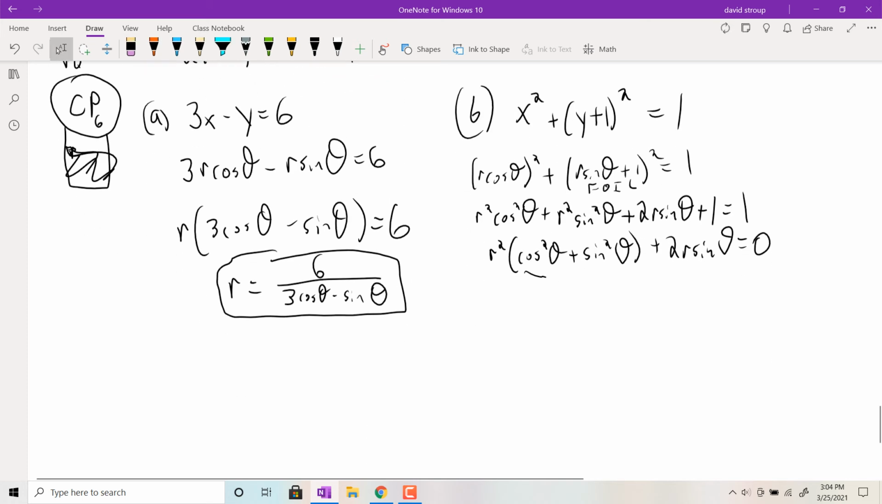So that will be 1. This whole thing right here is just 1. So you get r squared plus 2r sine theta equals 0.